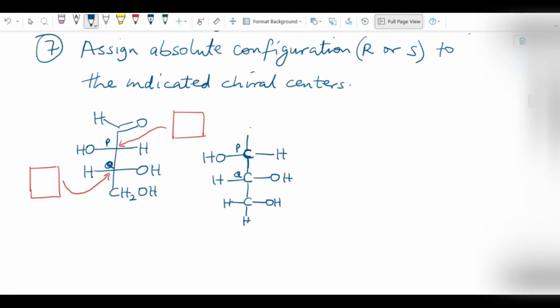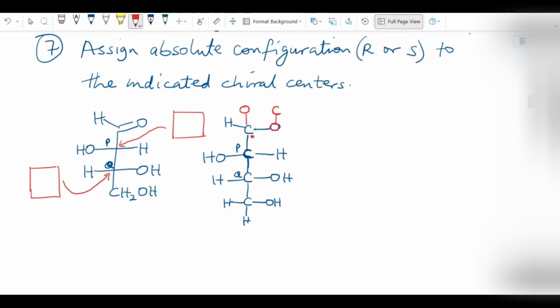Now the chiral carbon P is connected to a carbon with a hydrogen and double bond to oxygen. So we must first of all resolve the double bond by converting it into a single bond. So to do that, break one of the bonds and attach single bonds on each of the atoms. So since oxygen is originally attached to this carbon, we'll place oxygen here. Since carbon is originally attached to this oxygen, we'll place this carbon here. So that's how to resolve this.